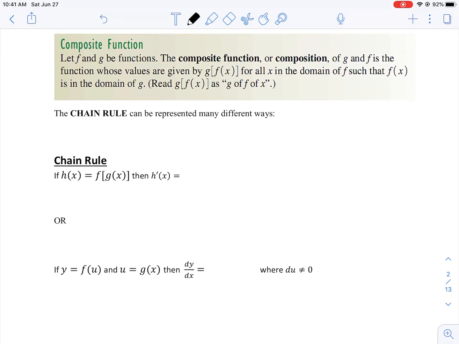Okay, so we're going to let f and g be functions. The composite function, or composition, of g and f is the function whose values are given by g of f of x for all x in the domain of f, such that f of x is in the domain of g. Okay, so the chain rule can be represented in many different ways, but we're only going to talk about two in this class.